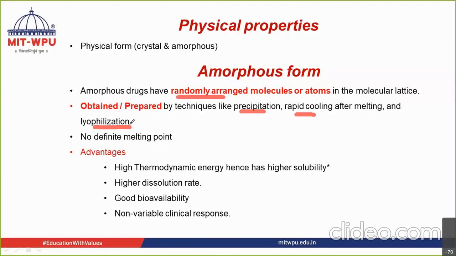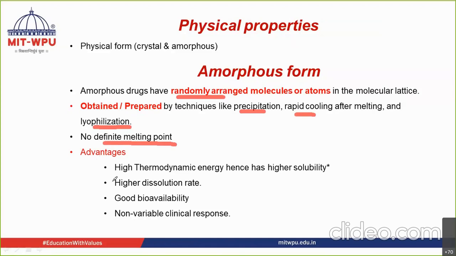One more important factor of an amorphous form is that it does not have a definite melting point, whereas a crystalline form has a very sharp melting point. Amorphous forms do not have that good melting point. Amorphous form has some advantages and disadvantages.